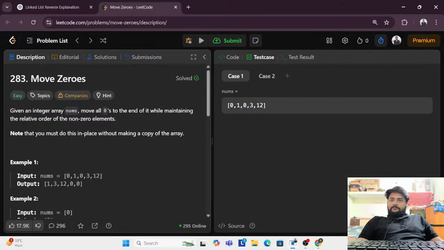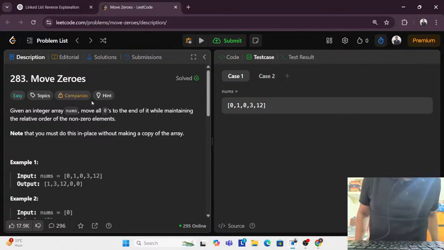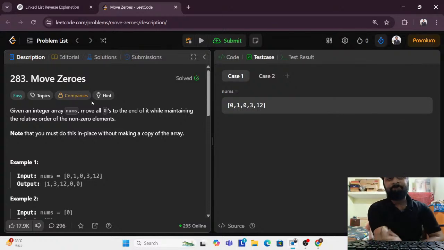Okay, so it says move zeros. Question number 283. Given an integer array nums, move all zeros to the end of it, maintaining the relative order of the non-zero elements. Okay.